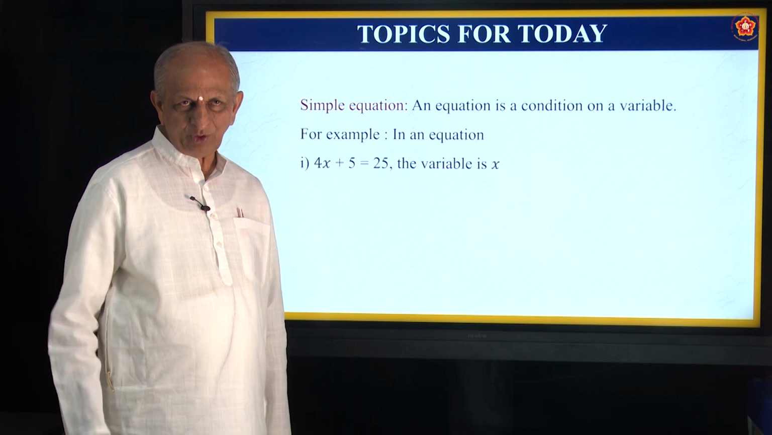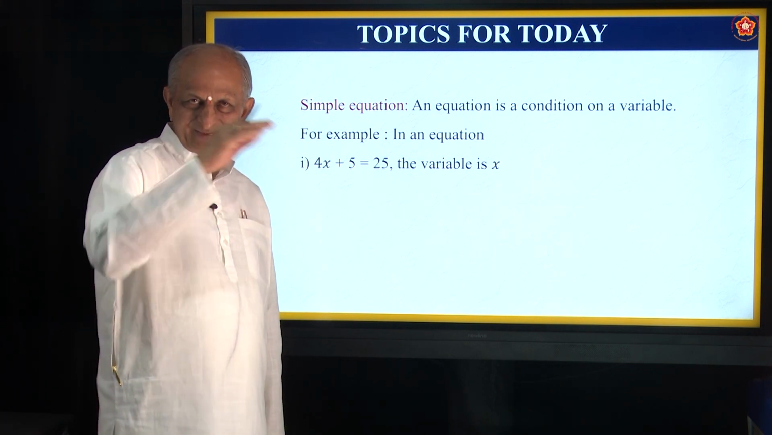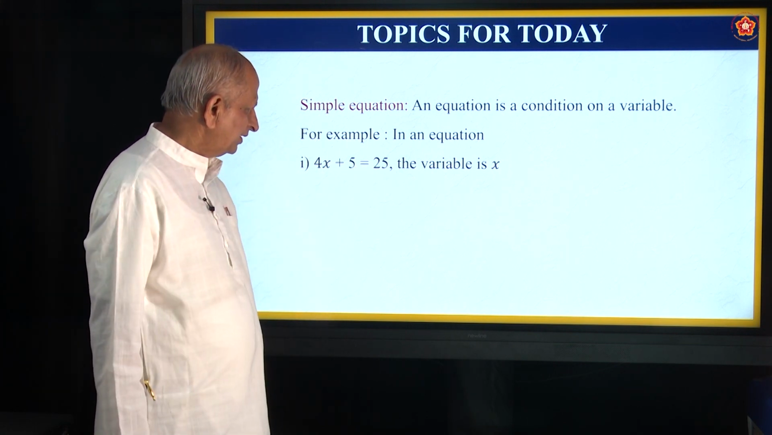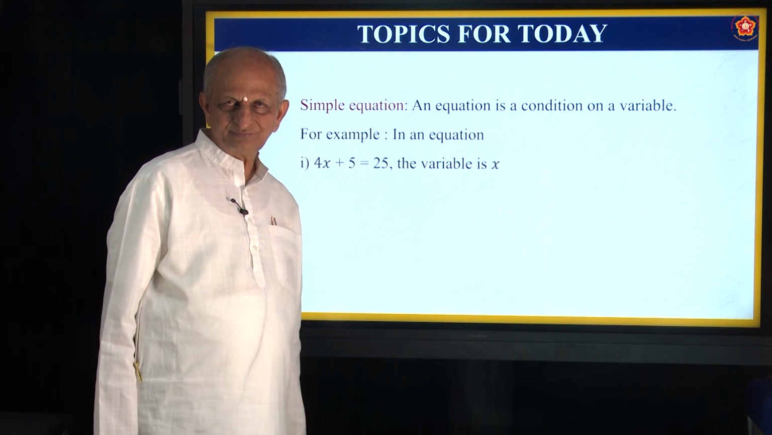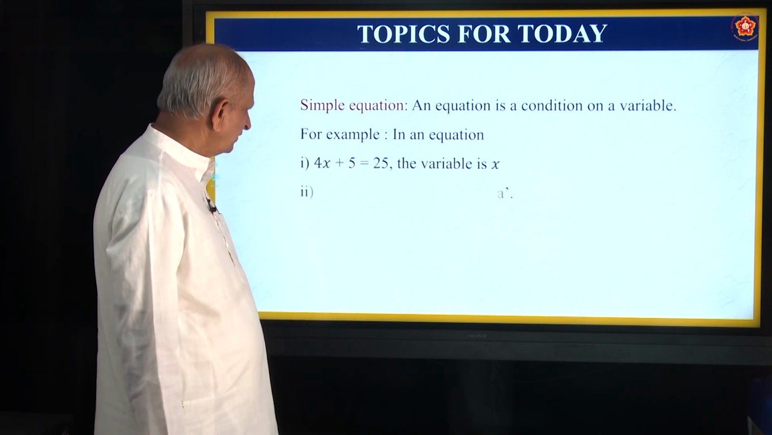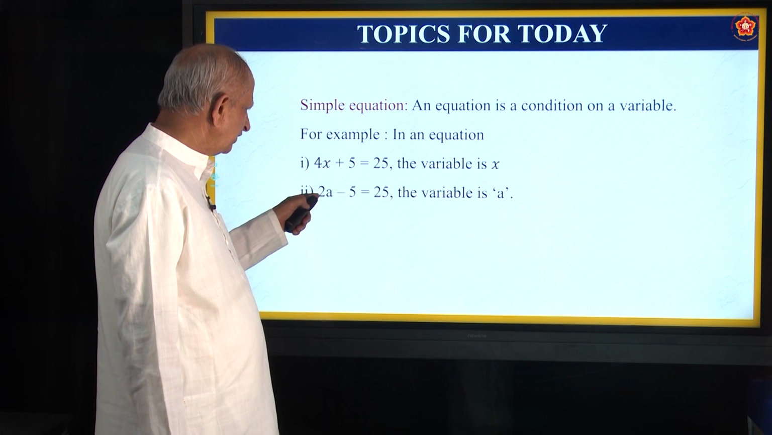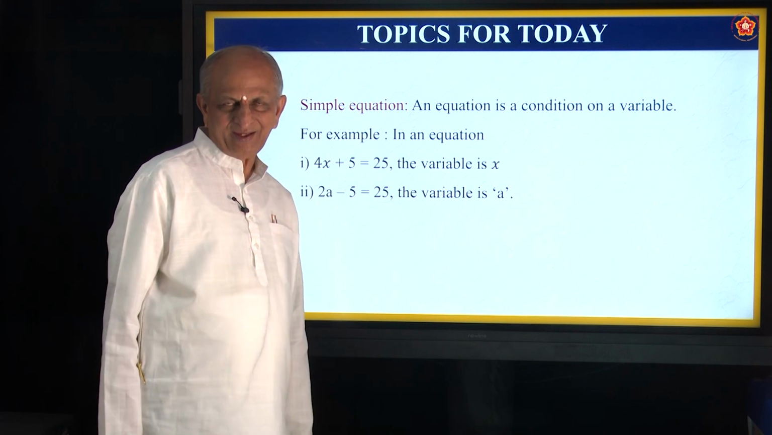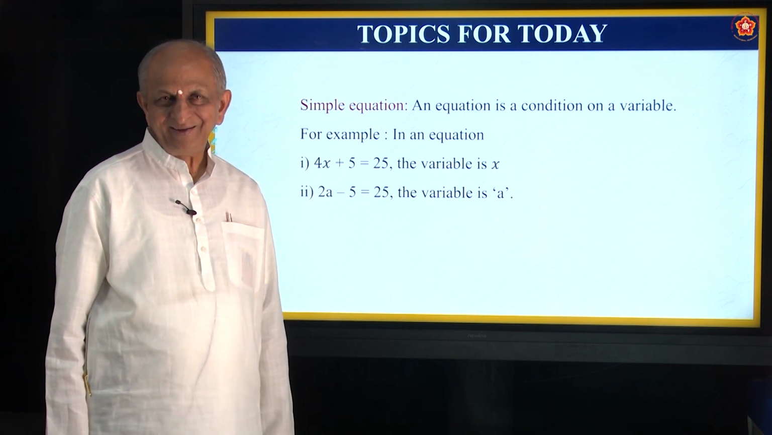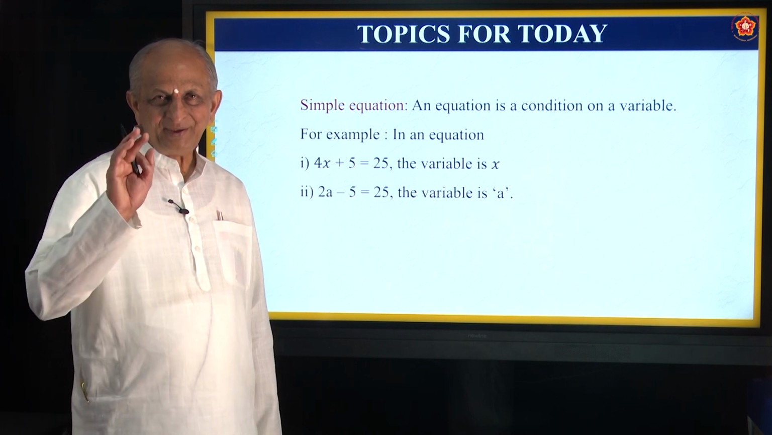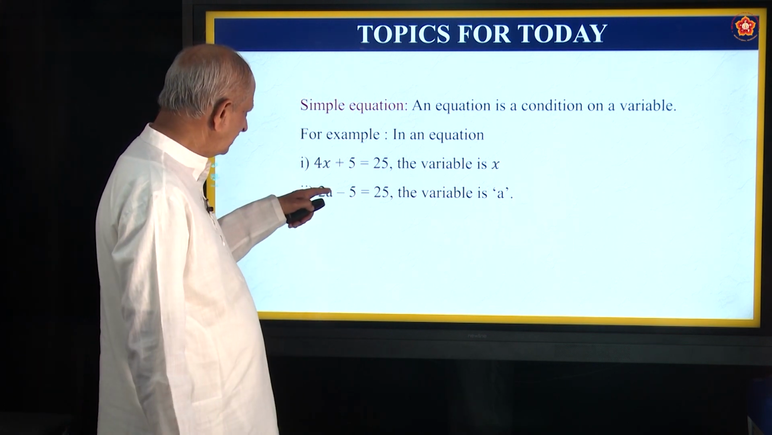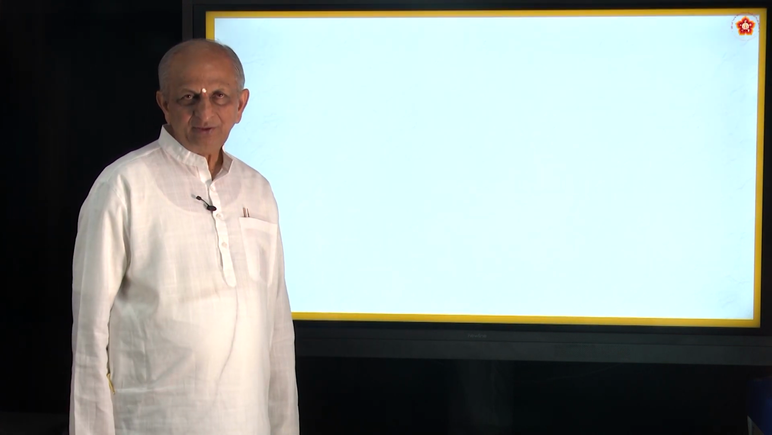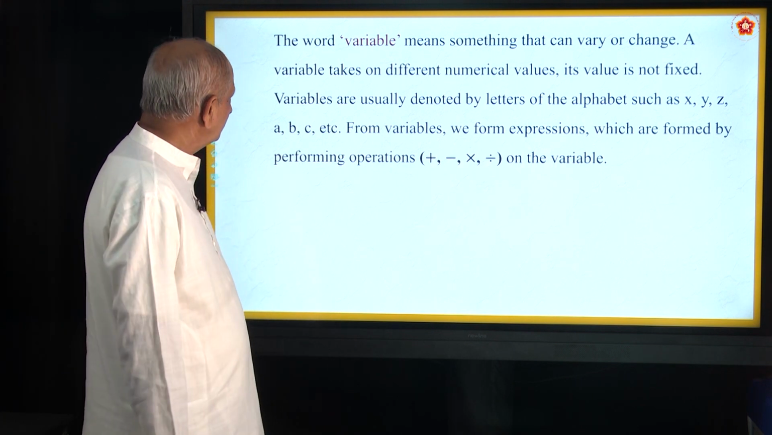A few minutes back I told about greater than, lesser than and so on. That is not an equation. Here this is called an equation because there is an equal sign. The variable is x, correct? So, in the equation 2a minus 5 equals 25, the variable is a. How do you find it? It is an algebraic term. So, this a or x or p or m etc. are called variables. Okay.